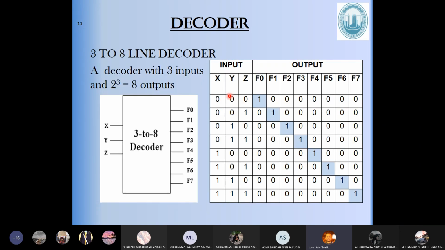Okay, so that is 2 to 4 line. For 3 to 8 lines, you have 3 inputs. So 2 to the power of 3 means that you'll be having 8 outputs. So this will become your truth table.